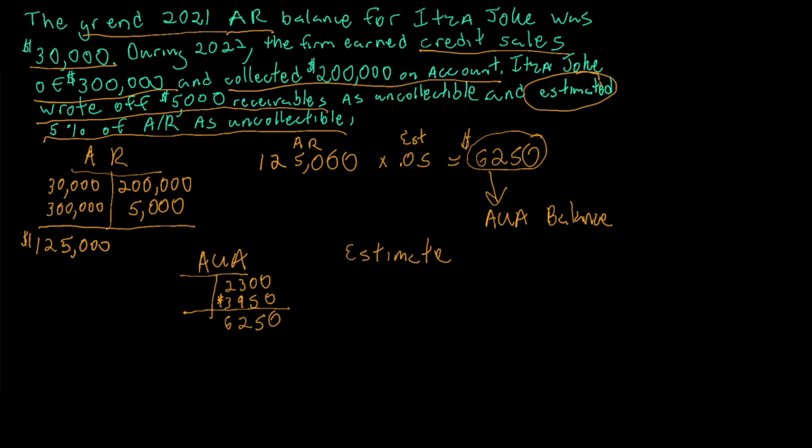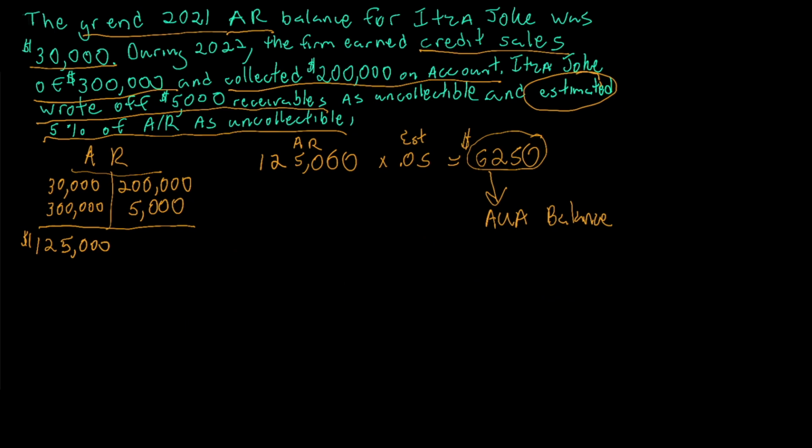And so we know anytime we make an estimate under the allowance method, we're going to debit bad debt expense and credit allowance for uncollectible accounts. And so we've already calculated that particular adjusted amount that is needed, which happens to be $6,250. And so that wraps up the requirement for number 1.